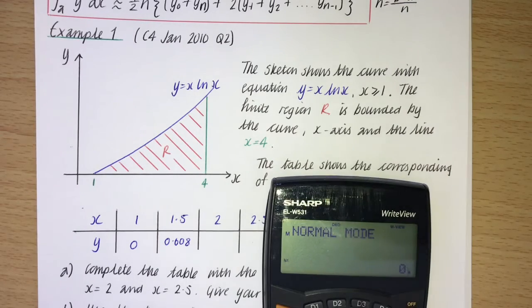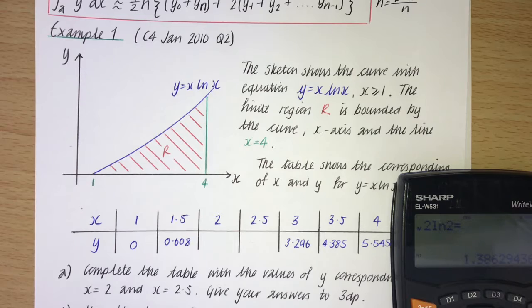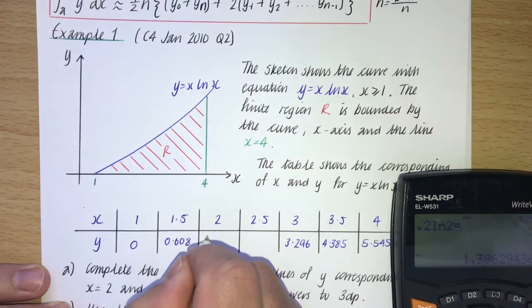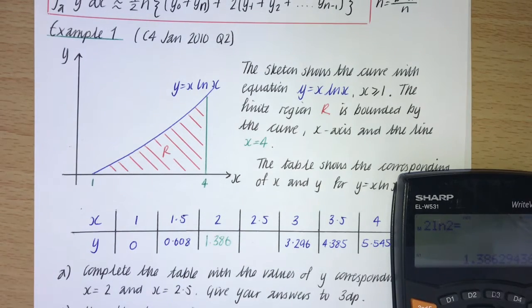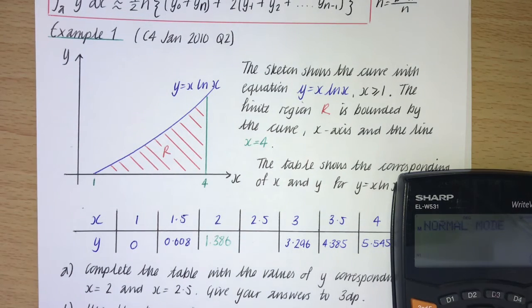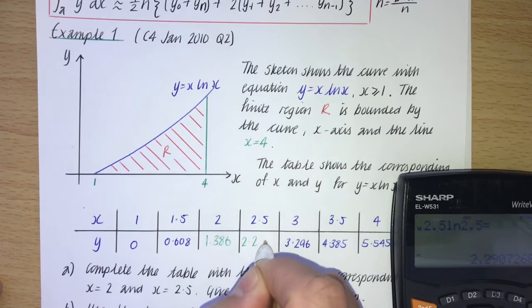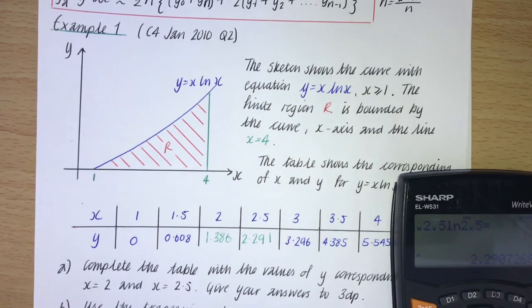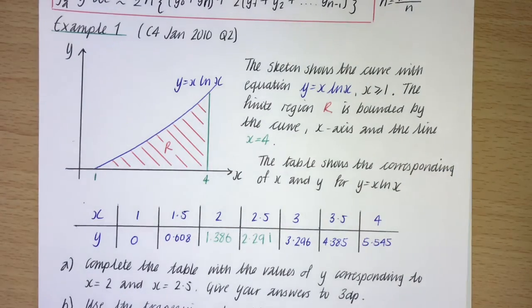So x is 2, we've got 2 ln 2, and it wants the answers to 3 decimal places. So that is going to be 1.386 in there, and then 2.5 ln 2.5, and we have 2.291 to 3 decimal places. So easy start to the question.